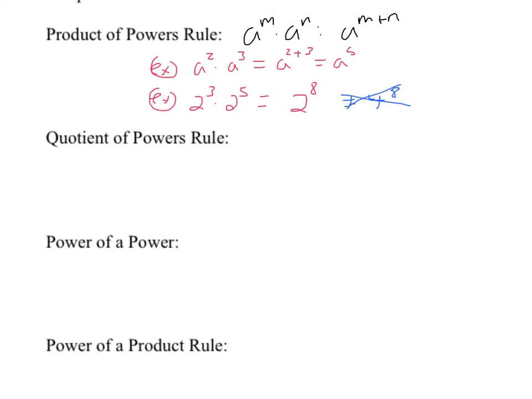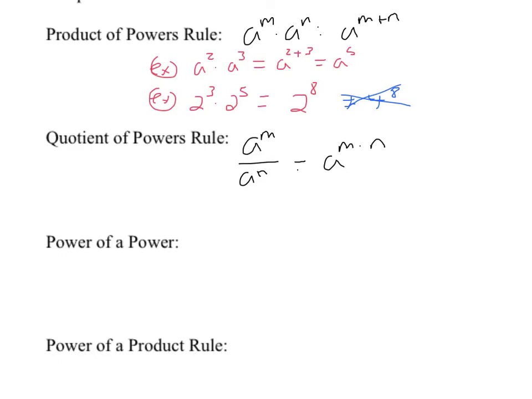Quotient of Powers rule is the same idea, except now it's quotient, which means division. So I would have a to the m over a to the n, which is equal to a to the m minus n. Now remember that subtraction, order matters. So I have the top exponent minus the bottom exponent.